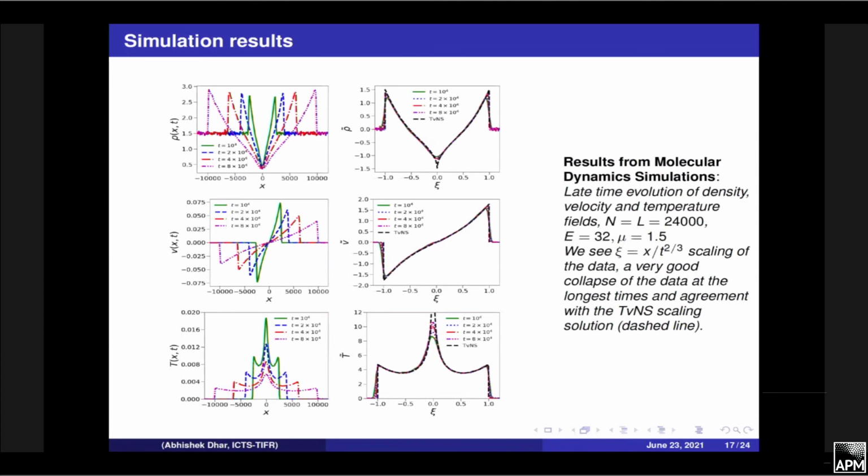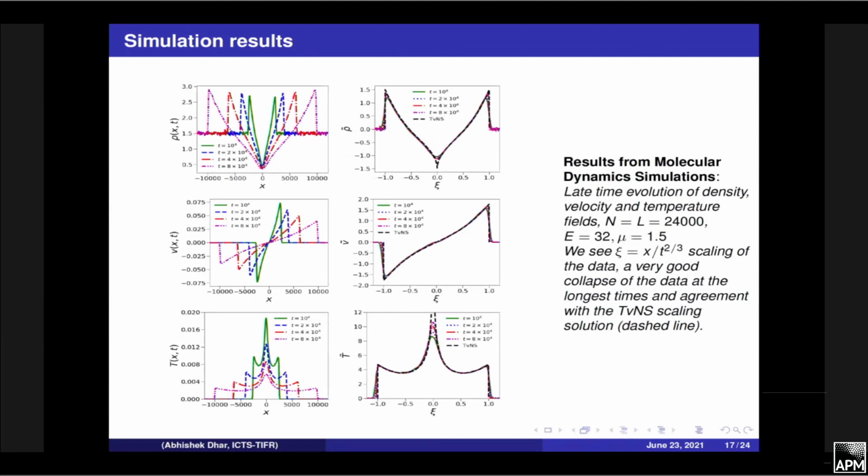Okay, so now what we expect is that this solution should look self-similar, which means that if we scale appropriately, then they should collapse. And this is exactly what we find. If we divide x by t to the power 2/3, which is this scaling variable zeta, then all these different curves collapse into this universal curve. And the dashed black line that I have here, that is the TVNS prediction from the Euler equations.